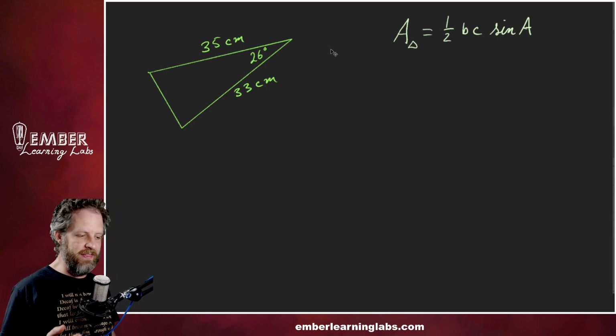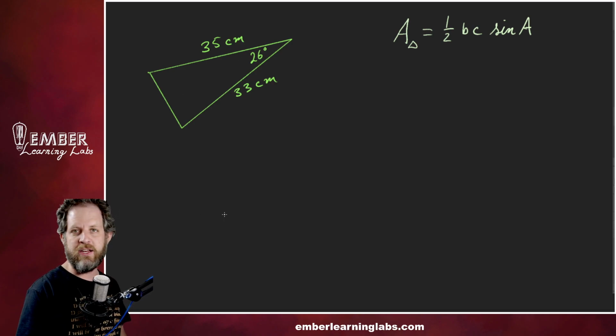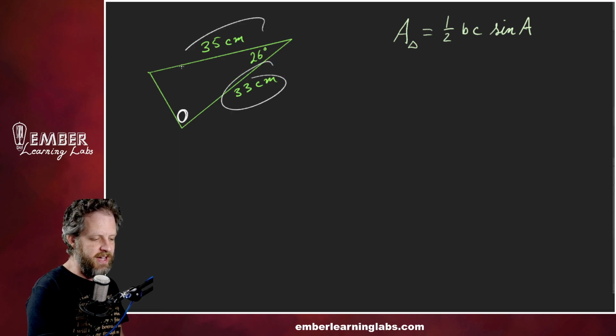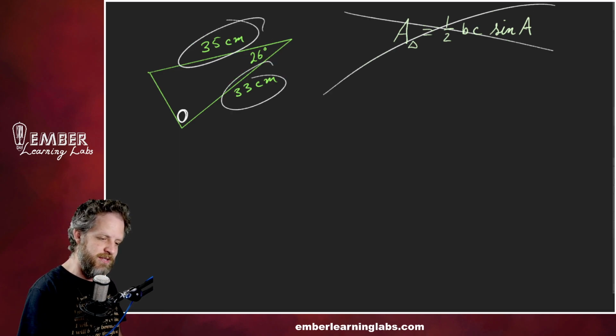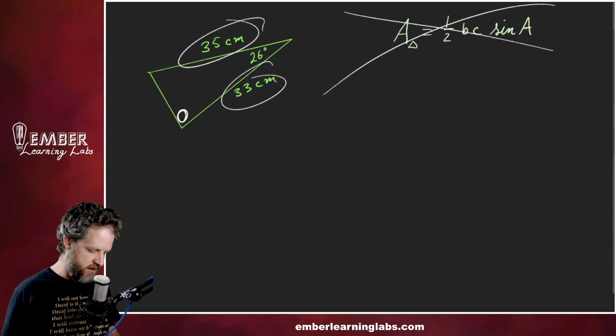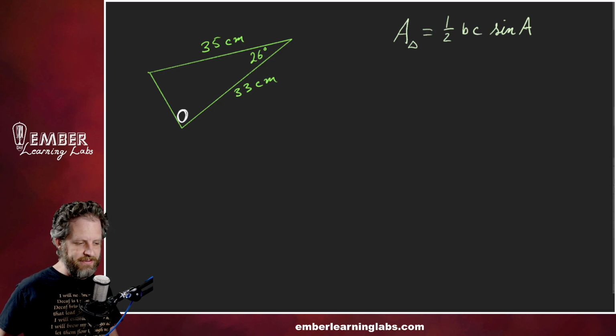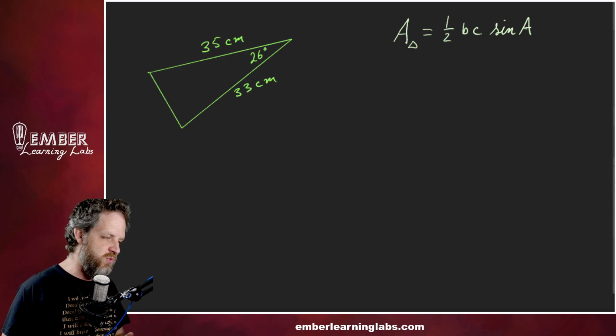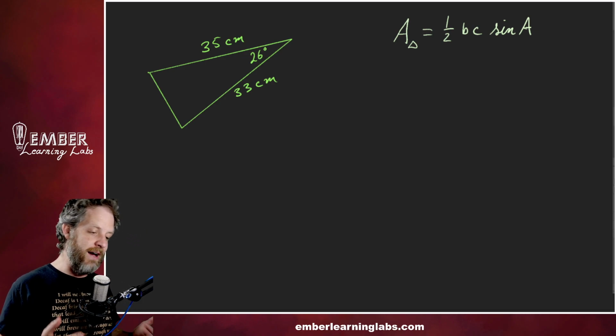So, like in this particular picture, this little green triangle here, if we knew this angle and then this side and this side, we could not use this formula. It would not work, right? We have to know the included angle, the one that's in between the two sides. That's really important. After that, it's really simple.